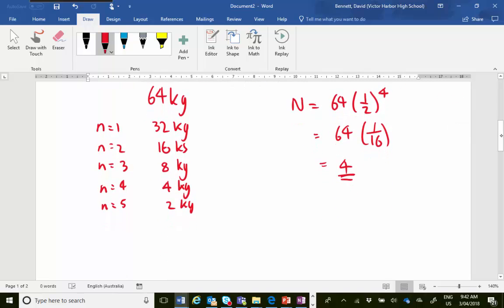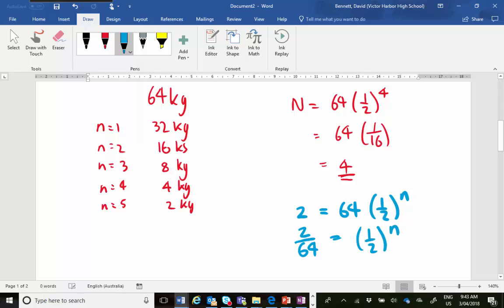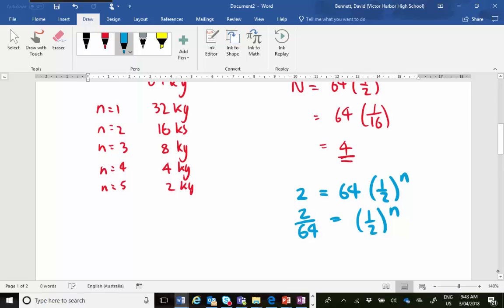Right, might have the scenario where you were given the original amount and you were looking at that period of time. So let's say if I said to you N is 2, actually I might do some different colour. Right, so N's equal to 2, and we started off with 64, and we've got that to the power of n. We want to work out how many half-lives that is. All right, so then what we can do is go 2 divided by 64. That's equal to a half to the power of n. 2 divided by 64 is going to give us 1 over 32.